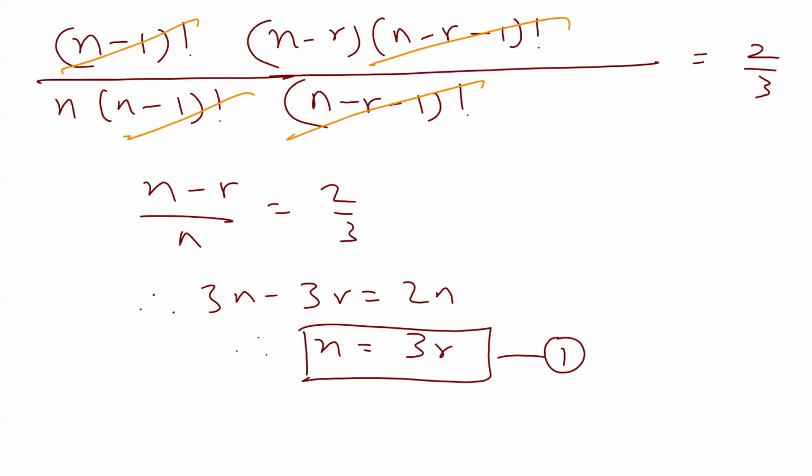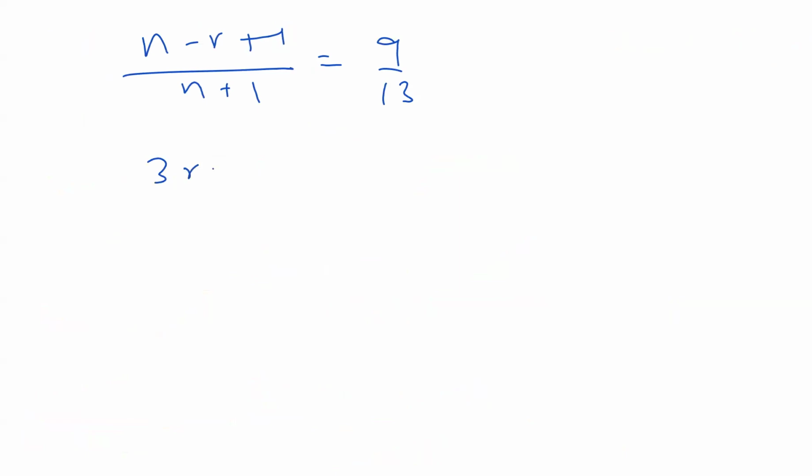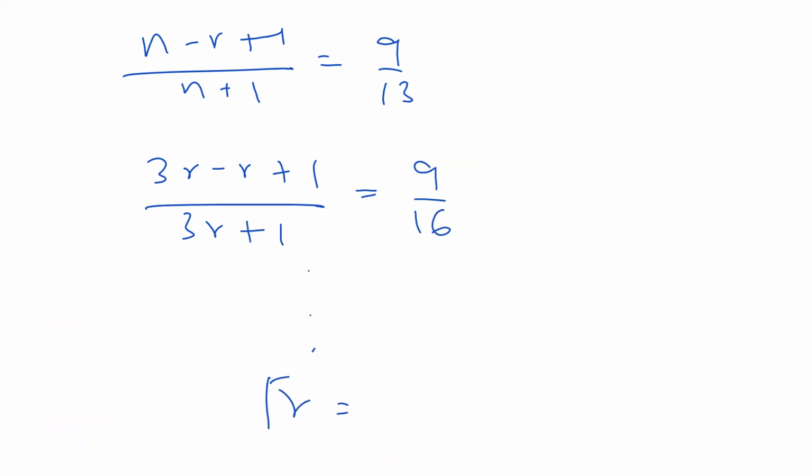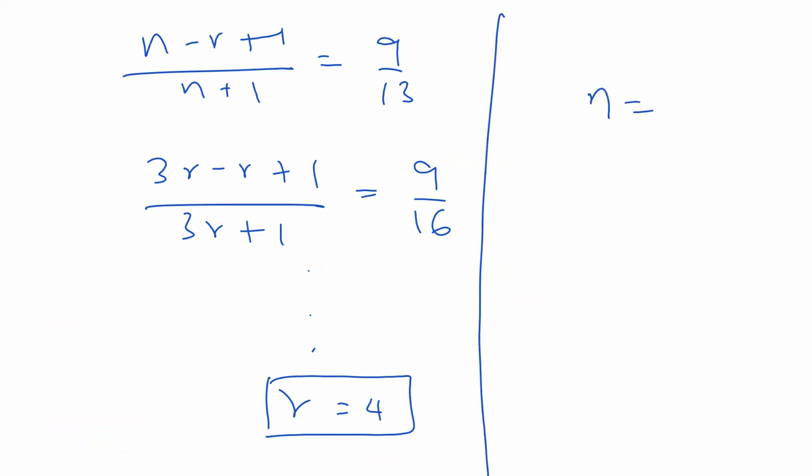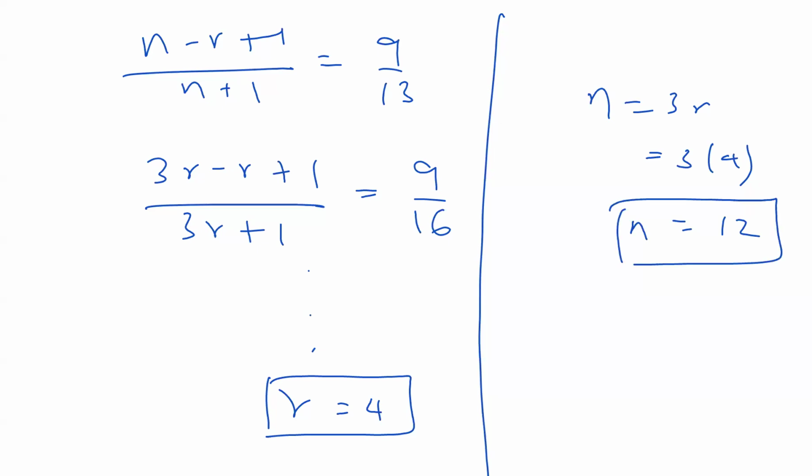(n minus r plus 1) upon (n plus 1) is equal to 9 by 13. Okay. Now we also got one result: n is equal to 3r. So from equation number 1, we are going to put n as 3r. (3r minus r plus 1) upon (3r plus 1) is equal to 9 by 16. If you solve this, you'll get the value of r as 4. So n is equal to 3r, 3 into 4, which is equal to 12. The solution part, I leave it up to you. It's not that difficult.